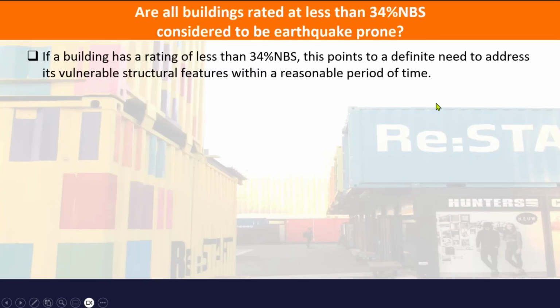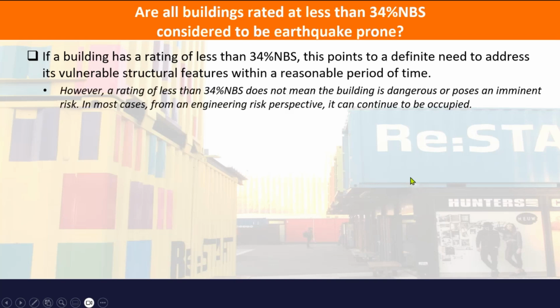So are all buildings less than 34% NBS earthquake prone? Probably. It doesn't mean it's dangerous or it poses an imminent risk. Now, some buildings will pose an imminent risk and you need to do something about it, but probably for other reasons. So if it can't take its gravity loads or wind loads, you need to shut the building down or take precautions to get it fixed.